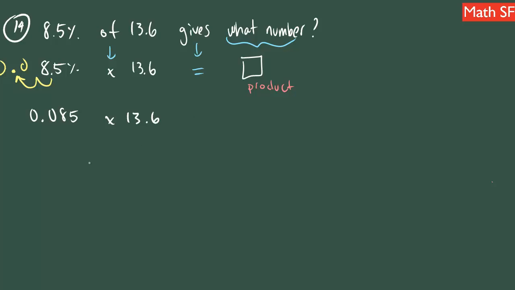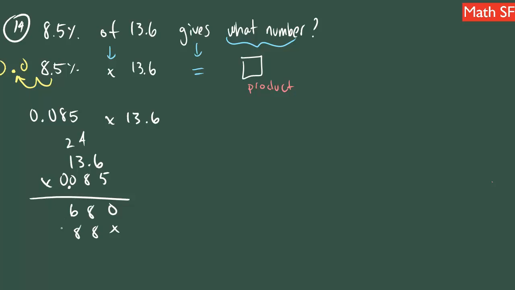So let's multiply these two numbers now. I'm going to align it this way. 5 times 6 is 30. 3 times 8 is 24. Plus, 5 times 3 is 15, plus 3 is 18. 5 times 1 is 5, plus 1 is 6. Now let's multiply the 8. 8 times 6 is 48. 24 plus 4 is 28.